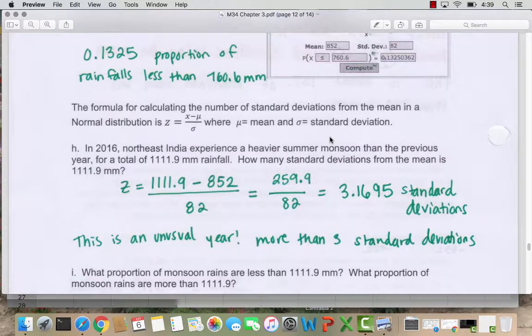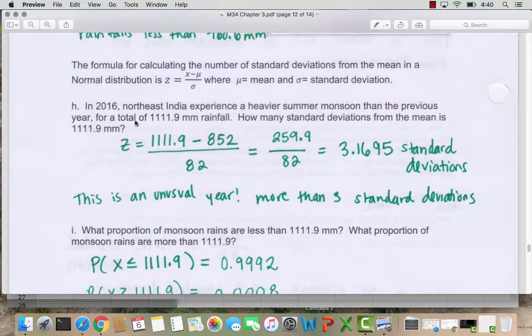So the generic formula for that calculation we did is this. Z tells us the number of standard deviations. We take our particular value, in this case it was 760.6, subtract the mean, and then divide by the standard deviation. So in 2016, Northeast India experienced a heavier summer monsoon than the previous year for a total of 1,111.9 millimeters rainfall. This is the real value that I looked up.